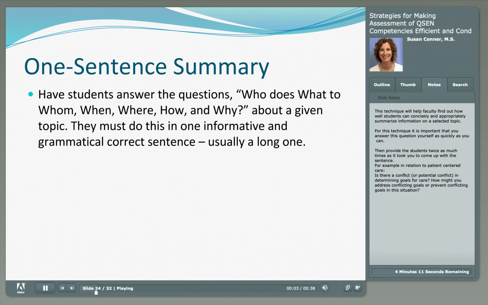A one-sentence summary will help faculty find out how well students can concisely and appropriately summarize information on a selected topic. For this technique, it is important that you answer this question yourself as quickly as you can. Then provide the students twice as much time as it took you to come up with the sentence. For example, in relation to patient-centered care, is there a conflict or potential conflict in determining goals for care? How might you address conflicting goals or prevent conflicting goals in this situation?